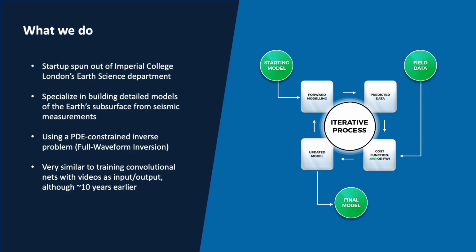And usually when I'm trying to explain it, especially to younger people, I try to use the analogy of training a convolutional network with videos as input and output. It's about the same kind of data volume that would be involved, with the same amount of parameters. Although full waveform inversion, of course, came about 10 years earlier than any of the video convolutional neural networks. So it's been around for quite a while and predates a lot of the modern machine learning frameworks and lingo.